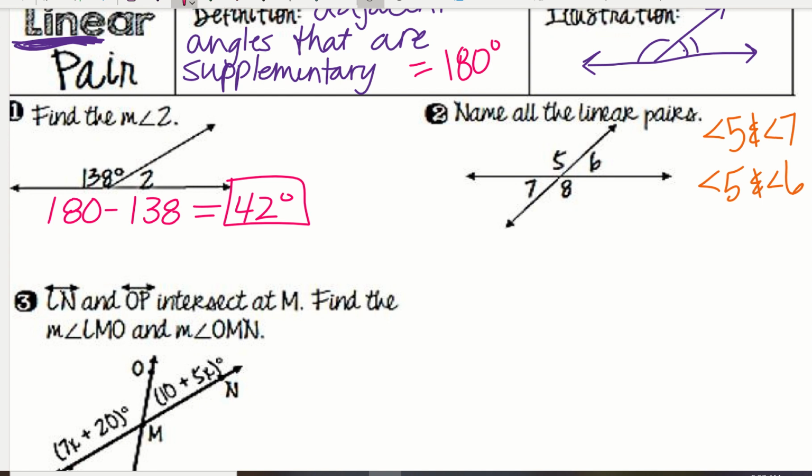Lee, how about angle 8? 8 and 7? What else? Do you want to say it? 6. Angle 8 and angle 6. Oh my word. Okay. Did I miss any? No? I could do them in different orders, but that covers all of your linear pairs. Remember, 2 angles next to each other on a line.